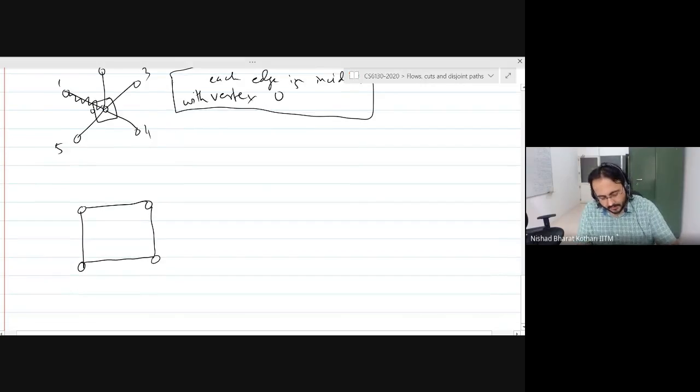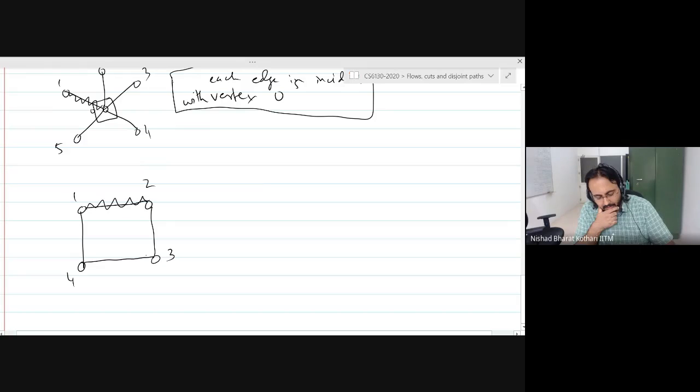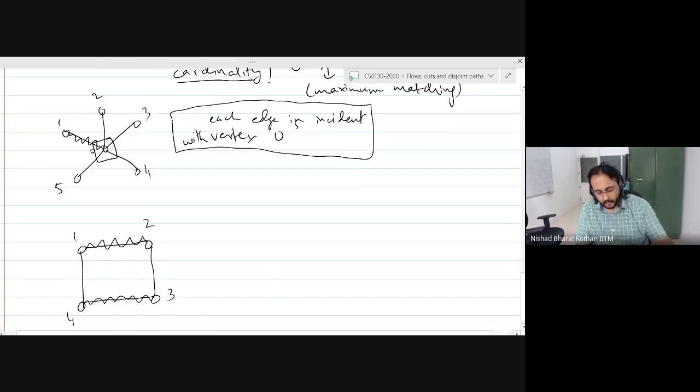What about this graph? What is the maximum matching? Two parallel edges. Okay, two parallel edges. How would you prove it? I want an argument similar to the previous argument.